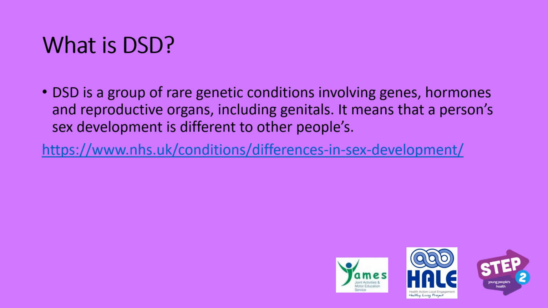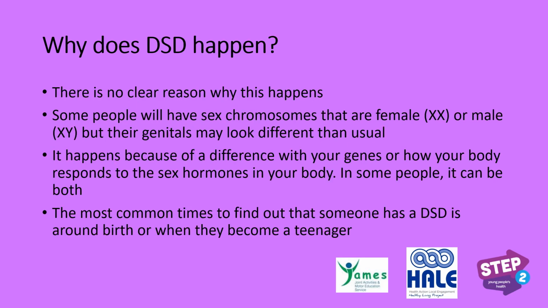So the NHS say that DSD is a group of rare genetic conditions involving genes, hormones and reproductive organs, including the genitals. It means a person's sex development is different to other people's. There's no clear reason why it happens, nobody knows. Some people will have sex chromosomes that are female, so that's the XX, or male, XY, but the genitals might look different to what is usually seen in that sex. It can happen because of a difference with your genes and how your body responds to the sex hormones in your body. In some people, it's both of those things.